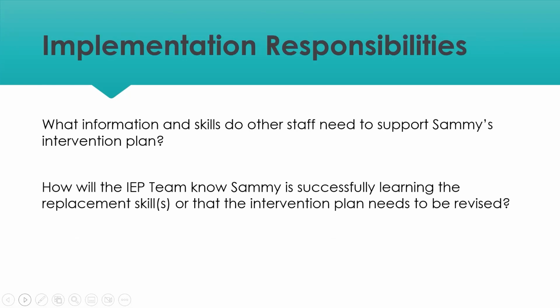So how is the team going to know if Sammy's successful? Anybody? How are we going to know if his plan is working?